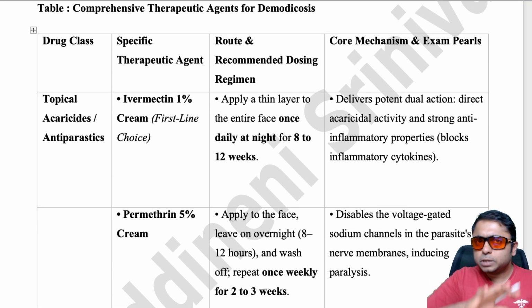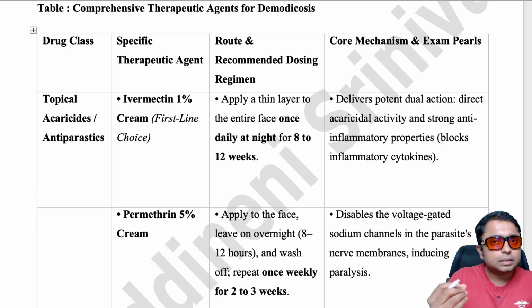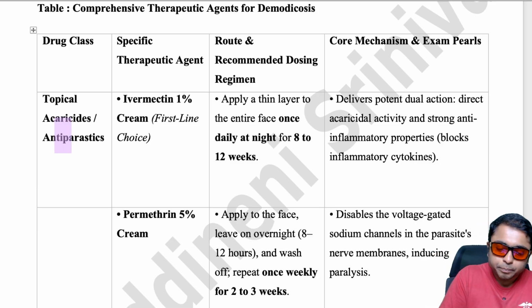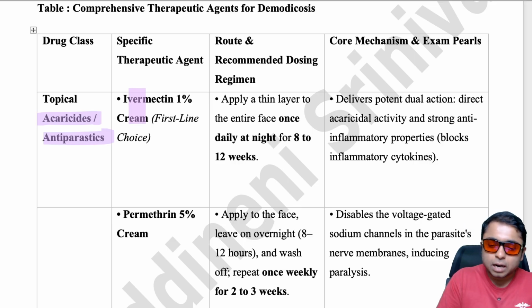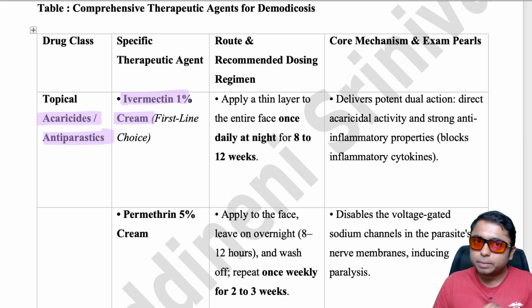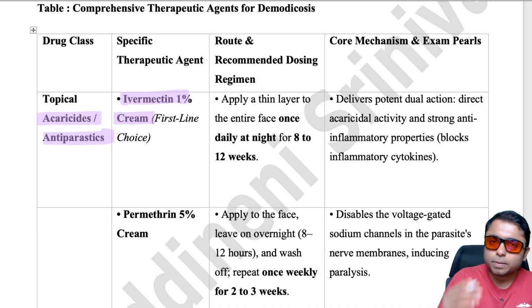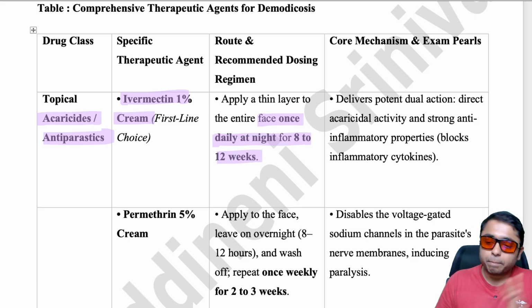So what are the options which we have? Obviously the specific treatment, that is going to be the antiparasitics or acaricide medications which we are going to use. They are Ivermectin 1% cream. This is the first line of choice in the treatment of demodicosis, which is going to be applied as a thin layer over the entire face once daily at the night for a period of 2 to 3 months.